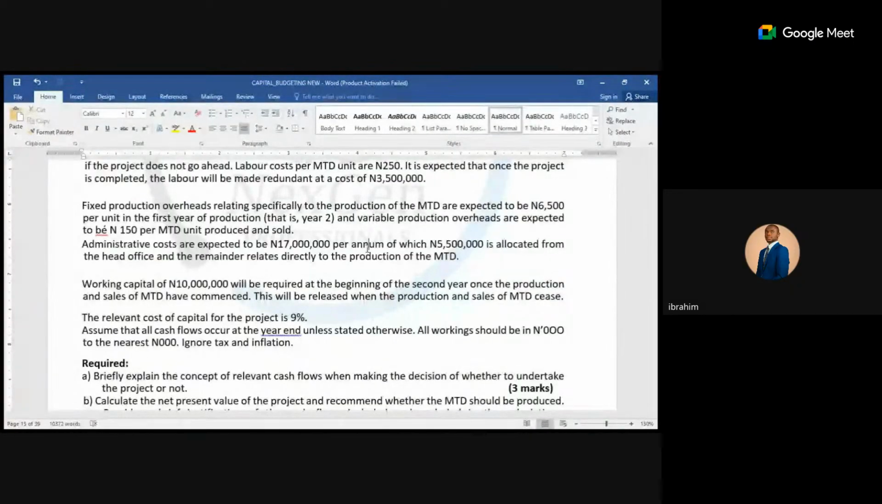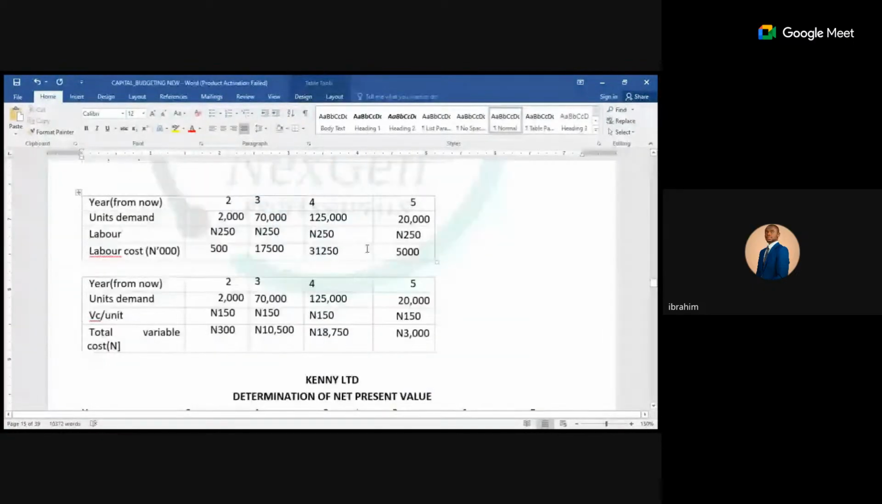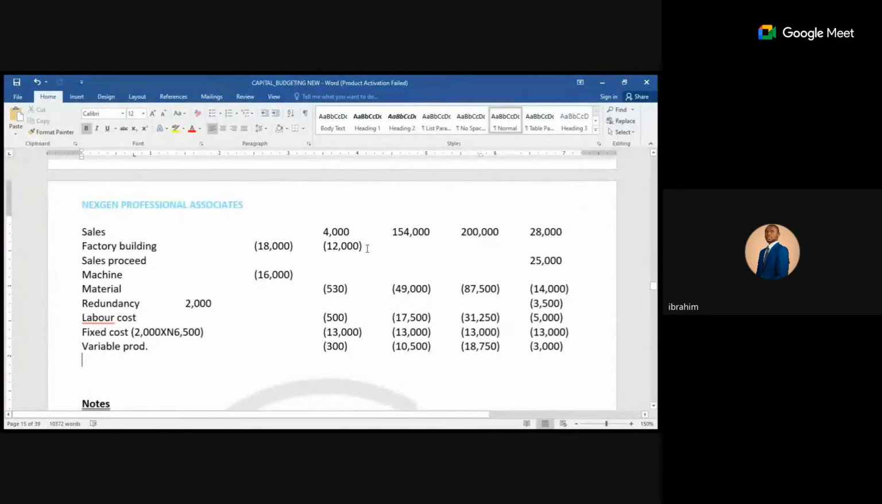Administrative cost does not vary, it is fixed, and they have to produce MTD. It is directly related to the production. So please take note of that in your notes: administrative costs.